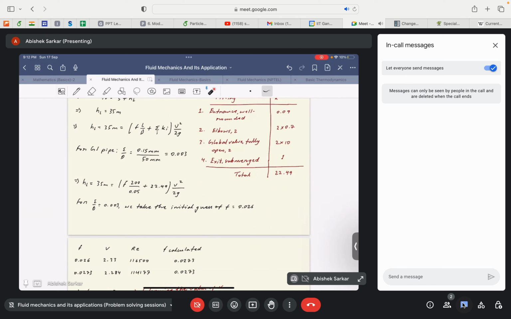Since V is not given, we need to determine the velocity.